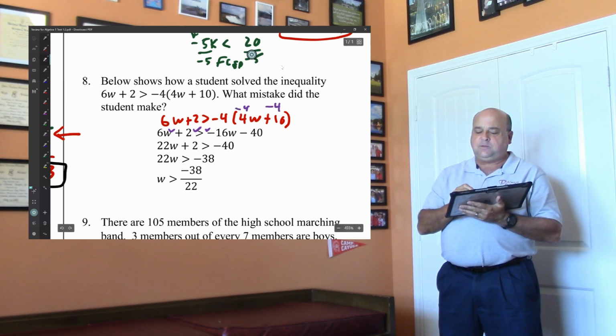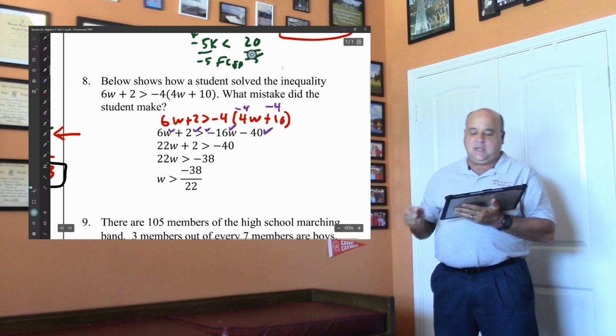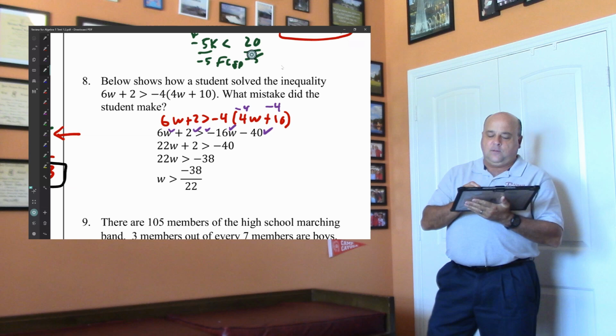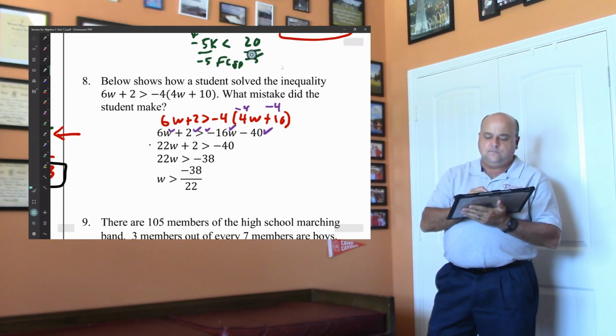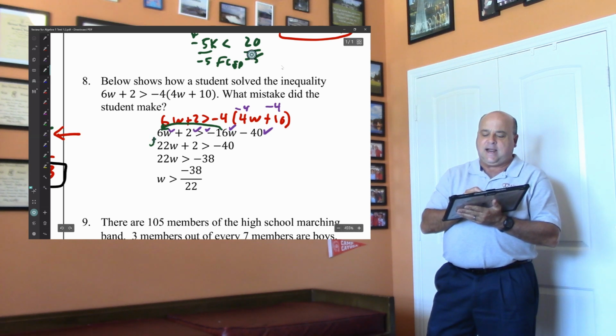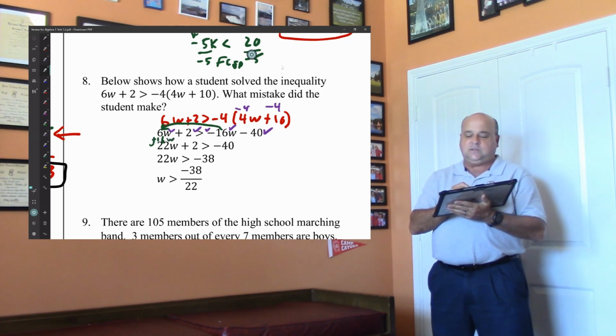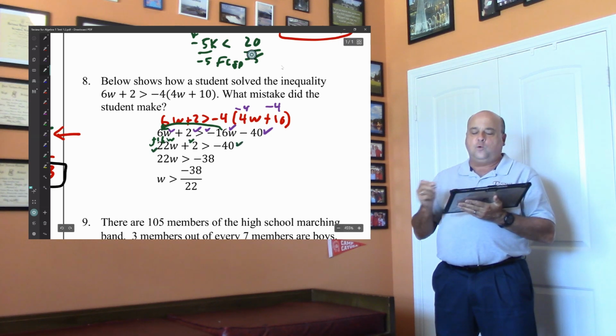So negative 4 times positive 4 is negative 16. The letter's W. That's right. Sign, number, letter, right? A negative times a positive is a negative, and 4 times 10 is 40. That's right. So that step is go. Now then on the next step, we got 22. How did we get the 22? If you move the 16 across and add 16, 16 plus 6 is 22. That checks. The 2 checks and the negative 40 checks.